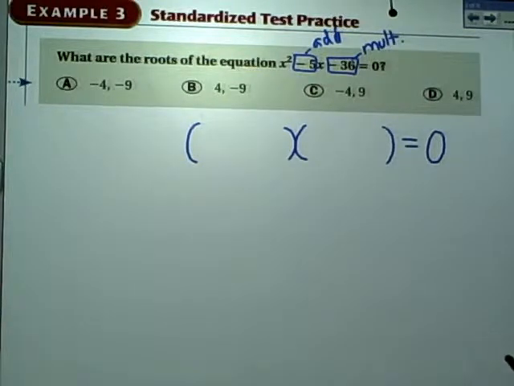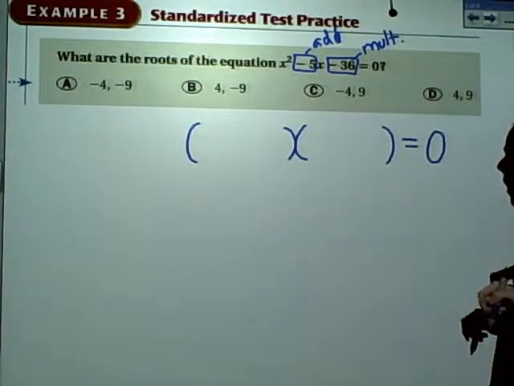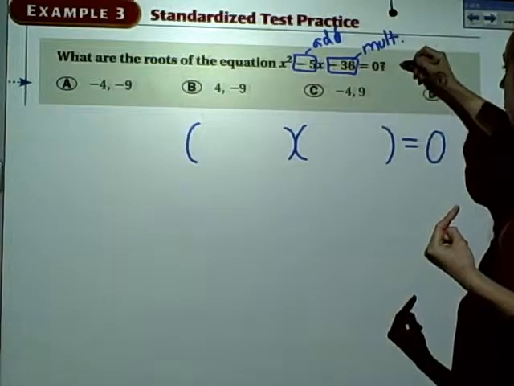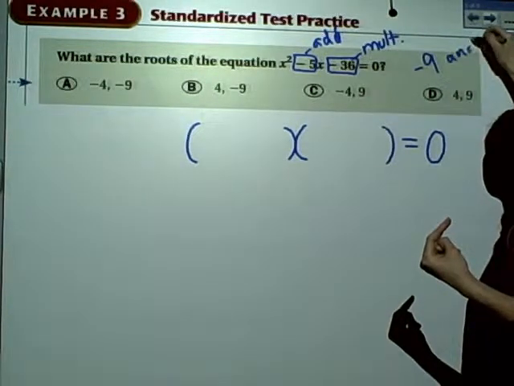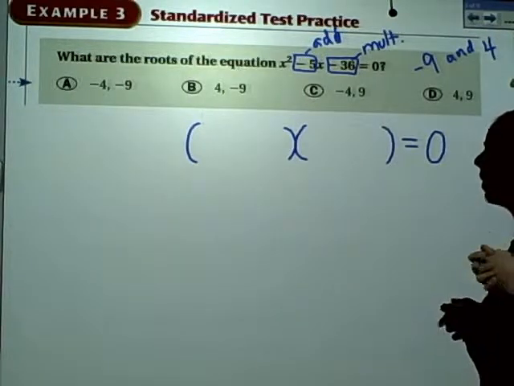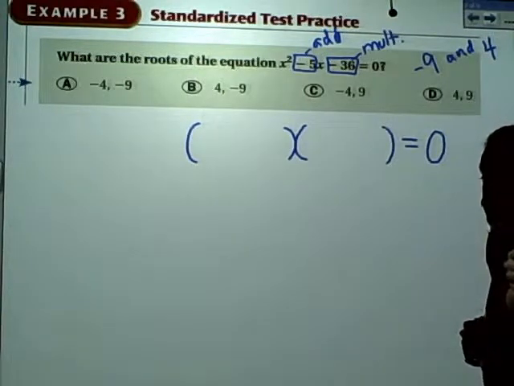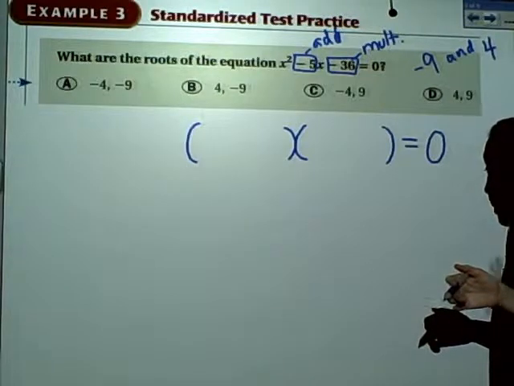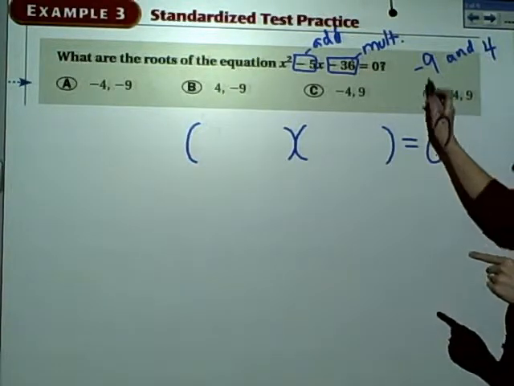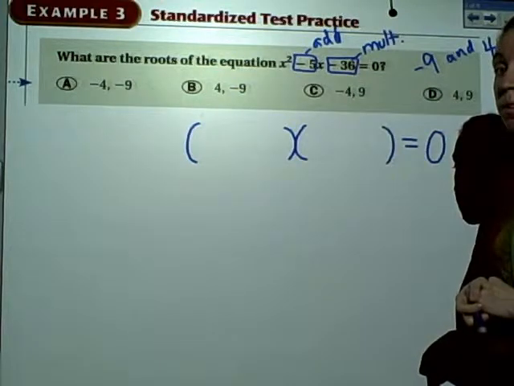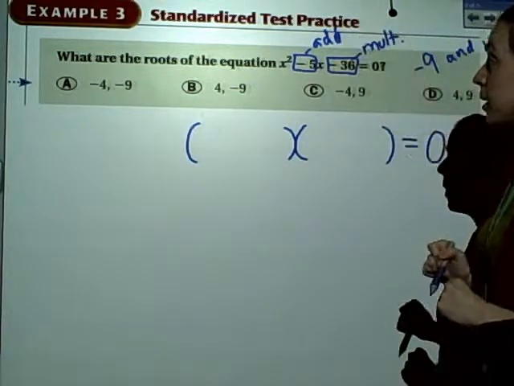So those 4 and 9, they have to multiply to be negative 36 and add to be negative 5. The only way that can happen is if you have negative 9 and positive 4. That has to be your factors. That does not mean that's your answer, so be careful. Okay, so negative 9 and 4 will multiply to be negative 36, but they will add to be negative 5.